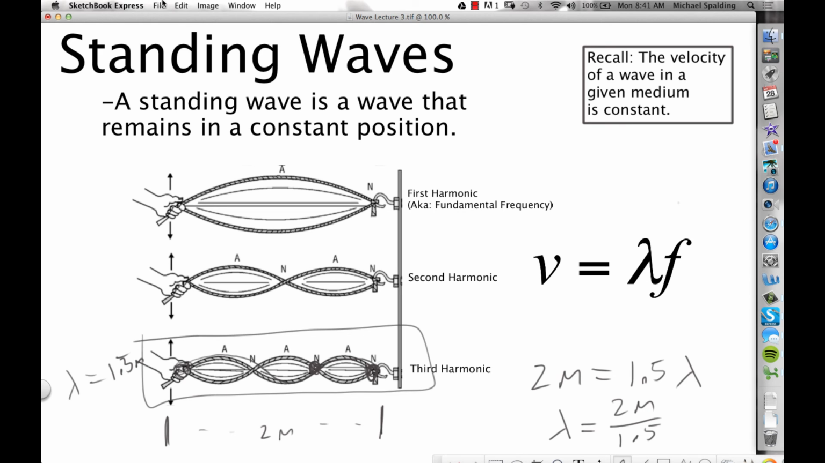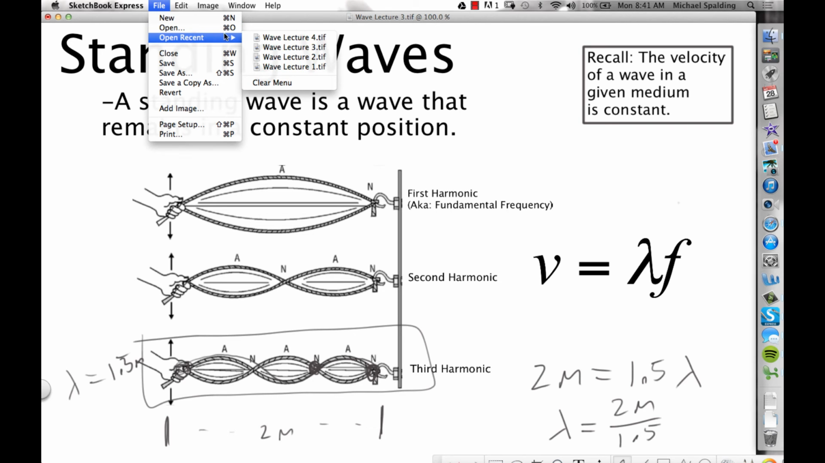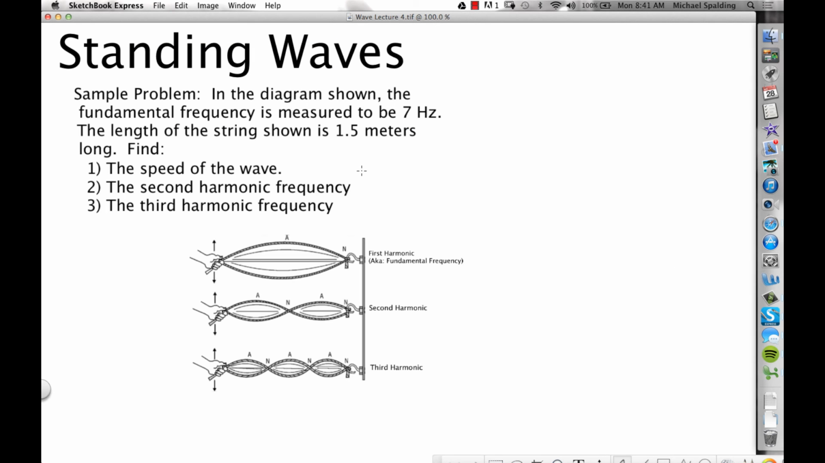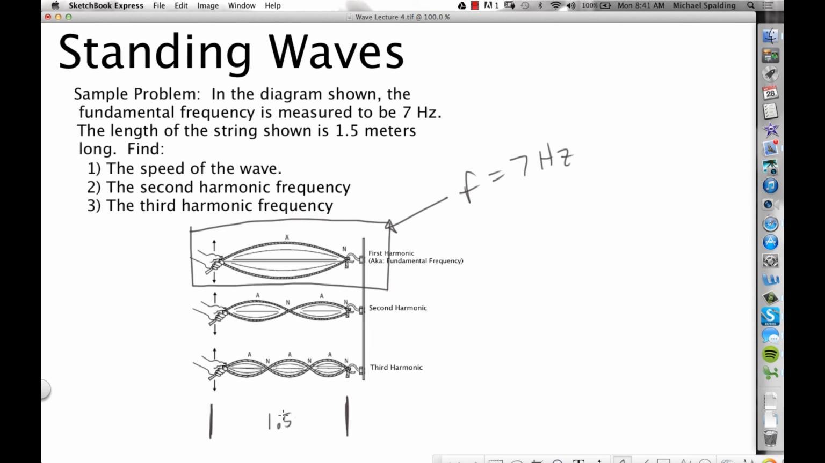Okay, so final thing, let's do a problem and then we're done. Okay, so here's a problem. Same diagram as before. You're given the fundamental frequency. What does the fundamental frequency refer to? It refers to the first possible vibration. So this baby right here is vibrating at 7 hertz, and then I give you the length of the string. From there to there is 1.5 meters.